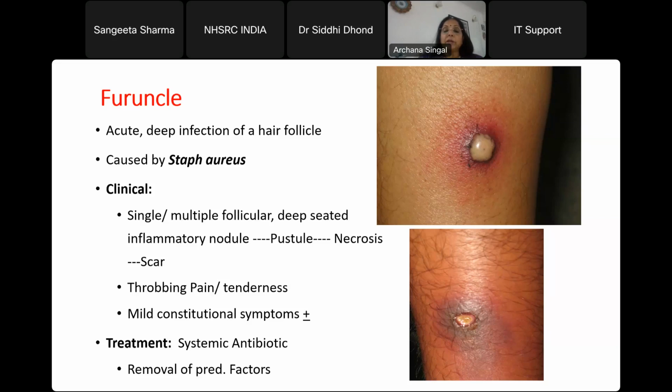So generally when patients come, they come in this stage. It is very painful. Throbbing pain and tenderness are there because there is inflammation of a single follicle first. There is a small pustule which becomes larger and then it ruptures to form a deep erosion. You always have to give systemic antibiotic, and the patient may have constitutional symptoms in the form of fever, lymphadenopathy, myalgia and arthritis. Next, please.